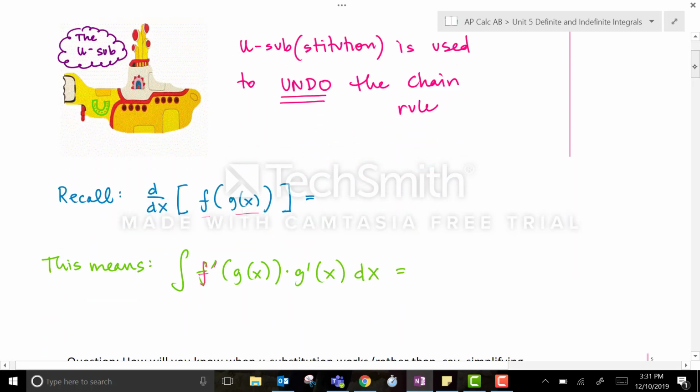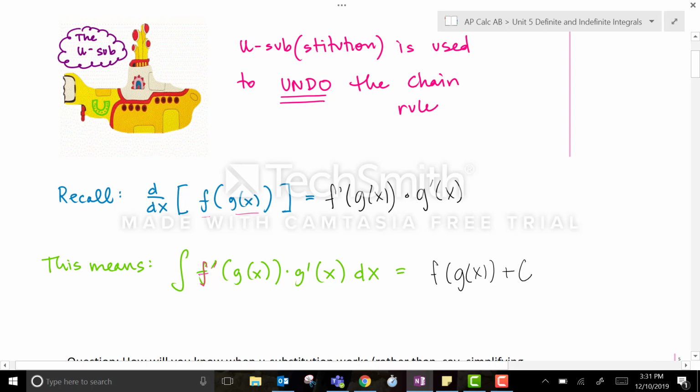Much like how we did f of stuff: if I'm differentiating f of g of x, that would be f of stuff, so it would be f prime of stuff, which in this case is g of x, times the derivative of that stuff. So very similar. If we're integrating a function that has this similar format, then that integration is f of g of x plus c.